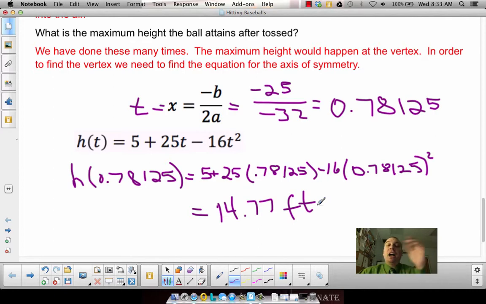All right, so then the highest that John throws the ball is almost 15 feet off the ground. Gives him enough time to react, to go ahead and swing and put the ball out into the field.